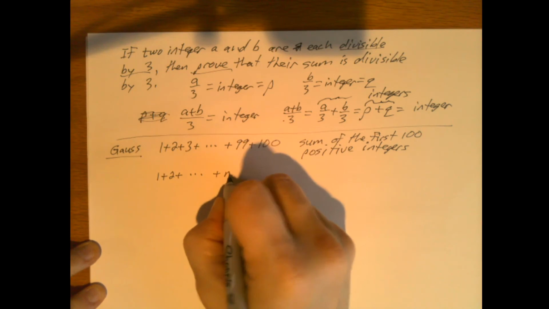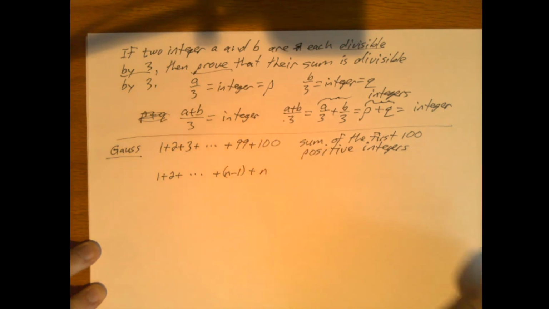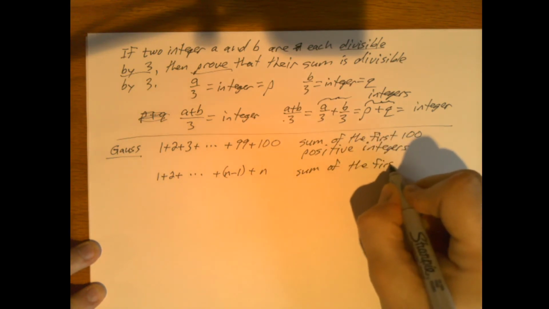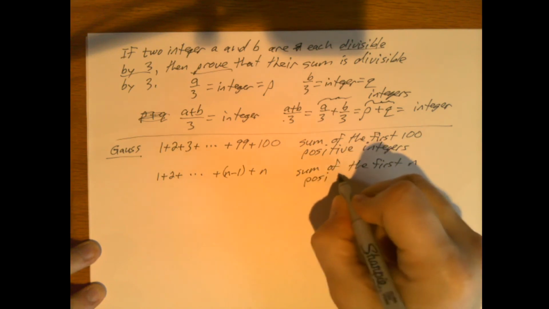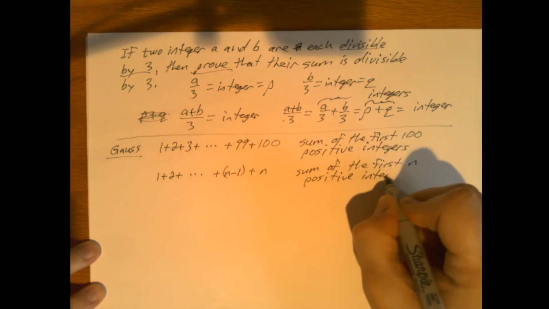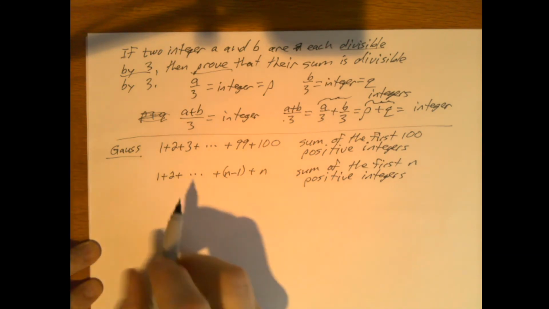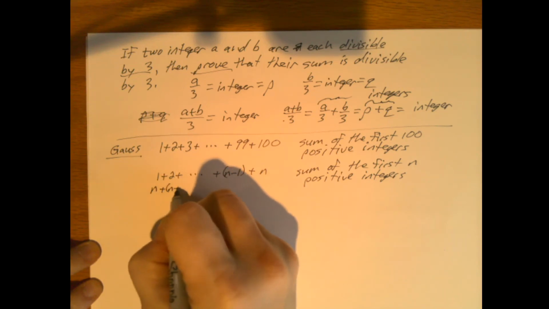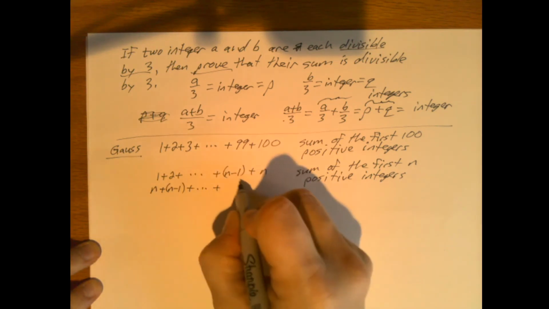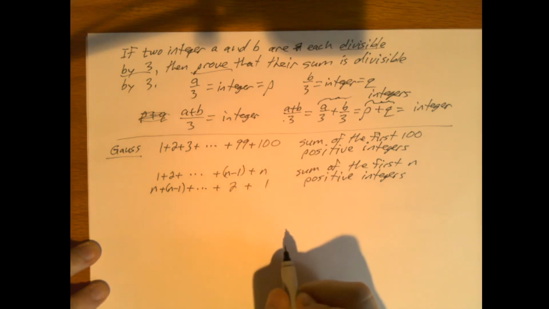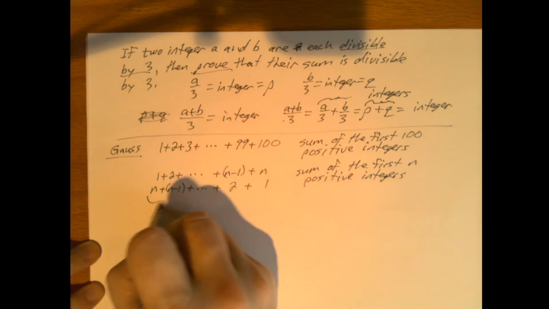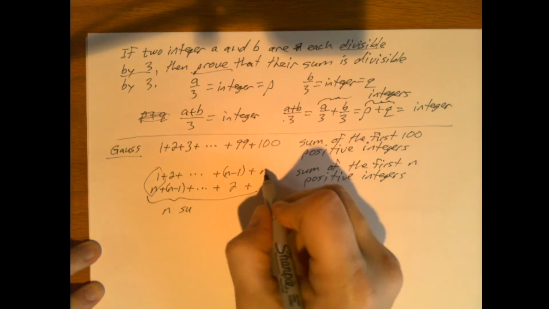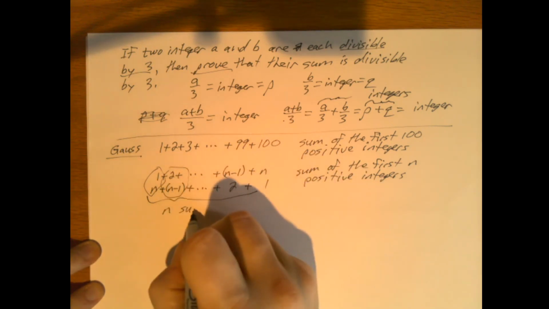plus n minus 1 plus n is the sum of the first n positive integers. Now, how's that help me? Well, let's rewrite this sum, but in reverse order. So here we have n plus n minus 1 plus ... plus what would be here, 2 plus 1. And notice this. We have n sums, individual sums. This right here, this right here, and so forth.